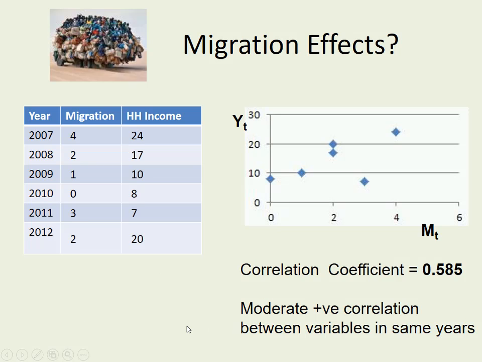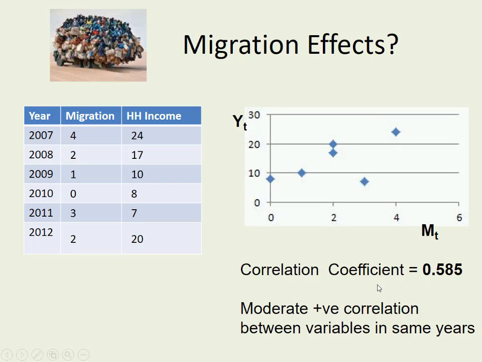So here's a simple example of lagged variables with the migration example. Let's say this was the number of migrants that you observe from a household living overseas in a particular year or in the capital, and this is the income in that year per person. If you plot it and calculate the correlation coefficient, it's 0.585, which is a reasonably strong correlation between the variables in the same years.